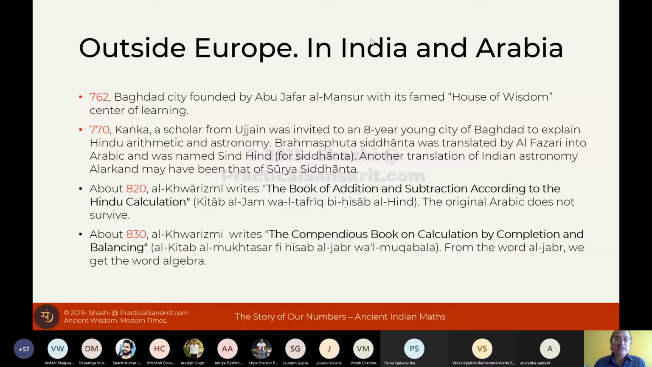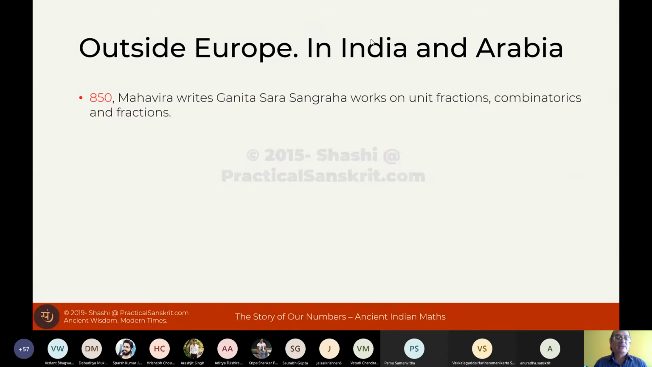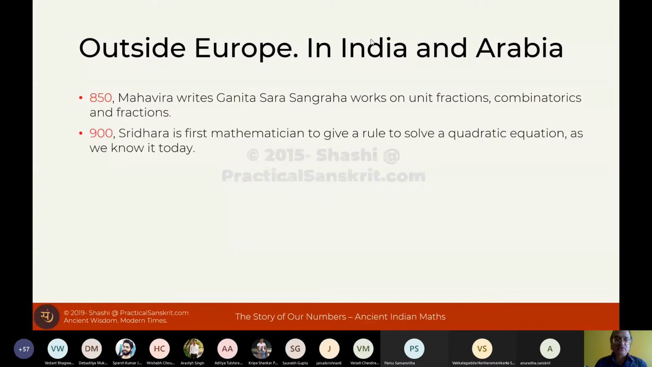In 830, he writes the Compendious Book on Calculation by Completion and Balancing. So this is more of an algebra, right? And that's where the word algebra comes from. The first one is addition and subtraction, which is arithmetic, and the second one is algebra. These are huge milestone works in world mathematical history, right? So in 850, Mahavir writes Ganita Sara Sangraha and uses unit fractions, combinatorics, and other fractions also.